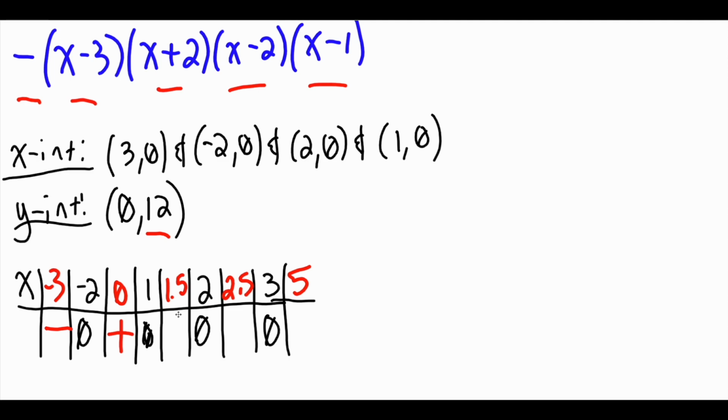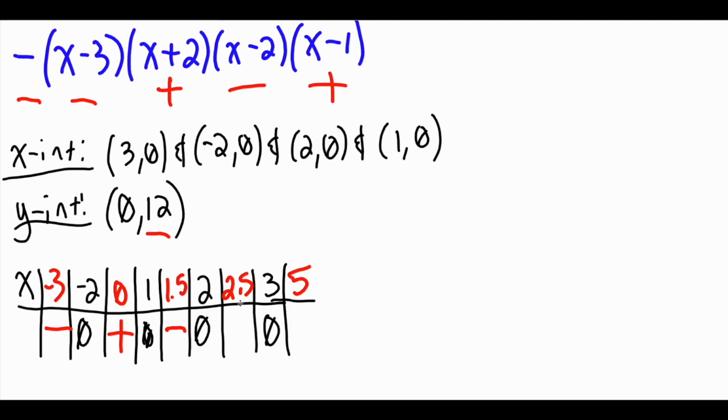And we look at 1.5. Again, this is always negative. 1.5 minus 3 is negative. 1.5 plus 2 is positive. 1.5 minus 2 is negative. And the last one, 1.5 minus 1 is positive. So 1, 2, 3 negatives means negative.